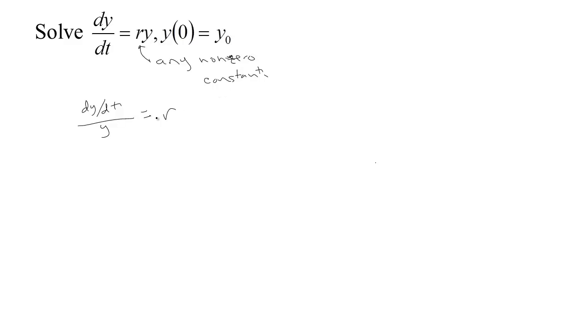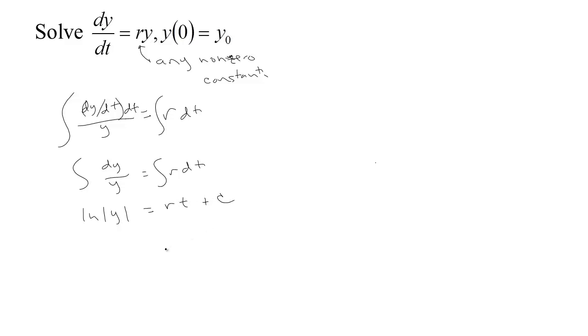We divide both sides by y, and then integrate both sides with respect to t. And of course, dy/dt times dt is dy. And on this side, we have the antiderivative of r dt. Let's integrate both sides. We get the natural log of the absolute value of y. And over here, we get rt, plus our arbitrary constant c. This says that rt plus c is the exponent you put on e to get the absolute value of y. So we have the absolute value of y is e to the rt plus c.